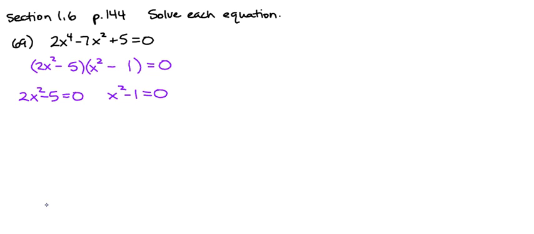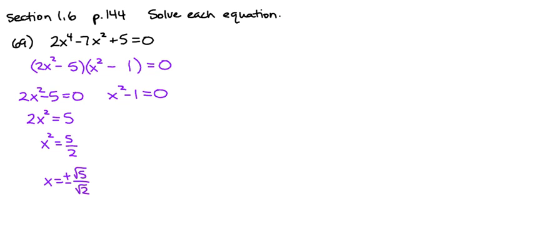Each of these equations can be solved by square rooting because this equation here does not have an x term. This equation here does not have an x term. So these are both perfect for the technique of square rooting, which is where you're going to isolate the x term. First add 5, then divide by 2, then square root. That gives us plus or minus square root 5 over square root 2.